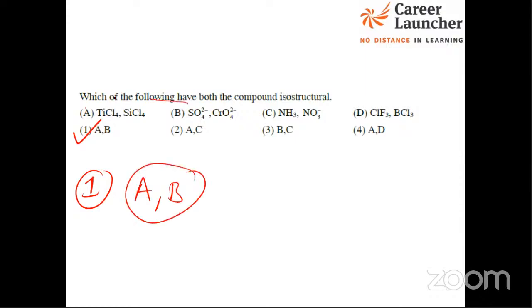So these are having identical structures, options A and B. These types of questions are very common.